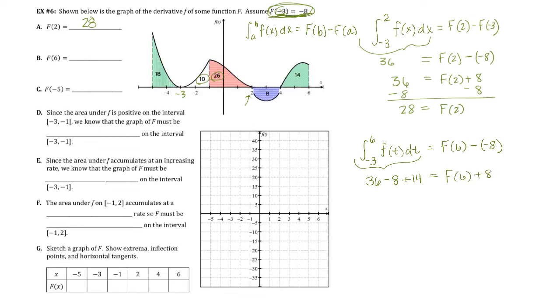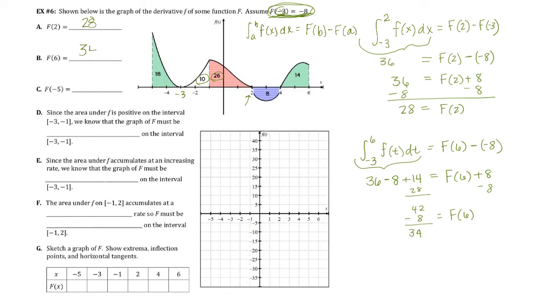Okay, so let's see if we can figure out our values here. So 36 minus 8, that's going to give us 28. 28 and 14, isn't that going to be 42? And then 42, we're going to have to subtract this 8 over. So let's go ahead and subtract that 8. And so that looks like that's going to give us 34. Is going to be f at 6. So f at 6 is going to be 34.